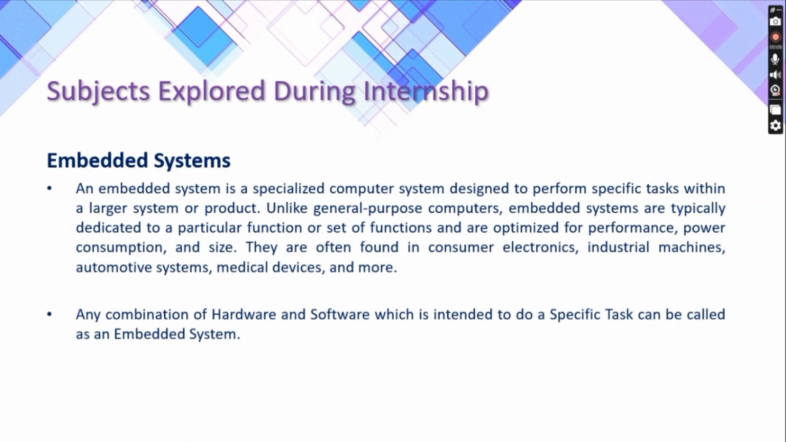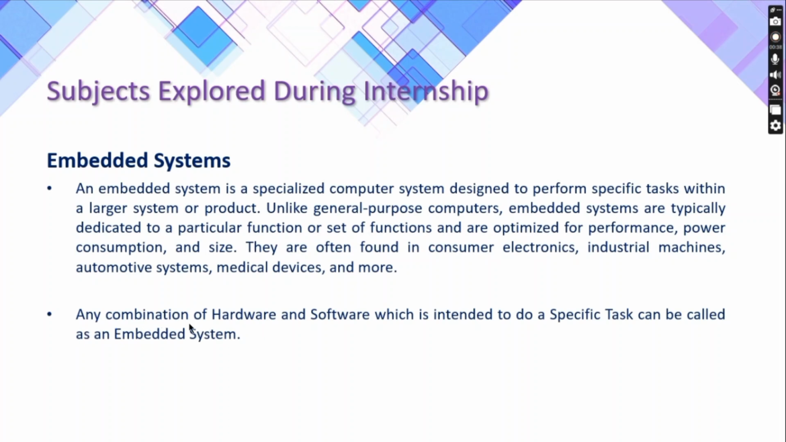An embedded system is a specialized computer system which is designed to perform specific tasks within a larger system or product. Basically, unlike a computer or our mobiles, which run multiple software and perform many sets of functions, embedded systems are specifically designed to perform certain specific functions. Like in an air conditioner, it is used to change temperature. In a washing machine, it helps us in washing clothes. They are often used in consumer electronics, industrial machines, automotive systems, medical care, and more.